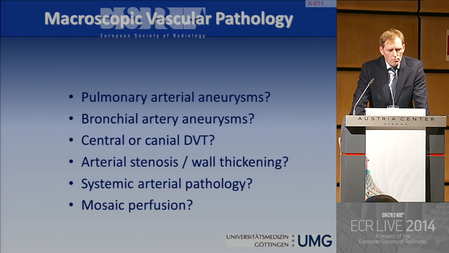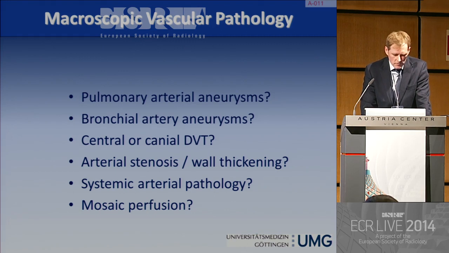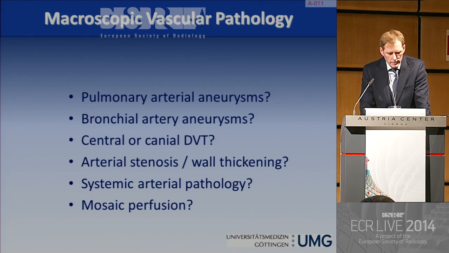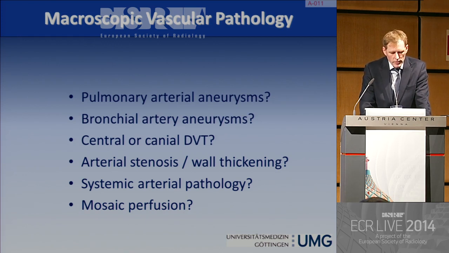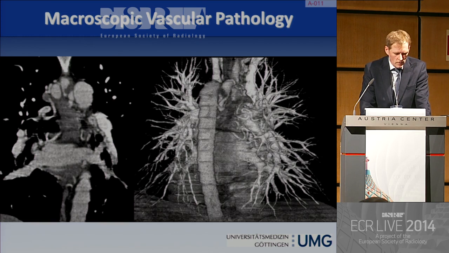Now we cross over to macroscopic vascular pathology, so systemic diseases with macroscopic vascular pathology of the lung. Do we see pulmonary arterial aneurysms, bronchial artery aneurysms? Do we have central or cranial deep venous thromboses? Are there arterial stenosis or wall thickening suggesting vasculitis? Systemic arterial pathology or mosaic perfusion? So this is a patient with several bronchial artery aneurysms.